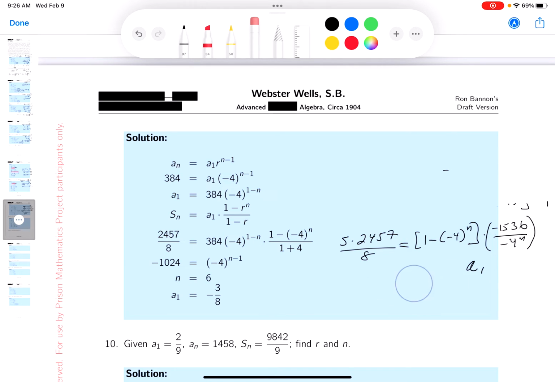I'm going to erase this. And I got to go to town on it. And it doesn't look easy, by the way. You can make a substitution if you like. For example, you could say minus 4 to the n is x if you like. Which, you know what, I think I'm going to do just to spice things up a little bit.